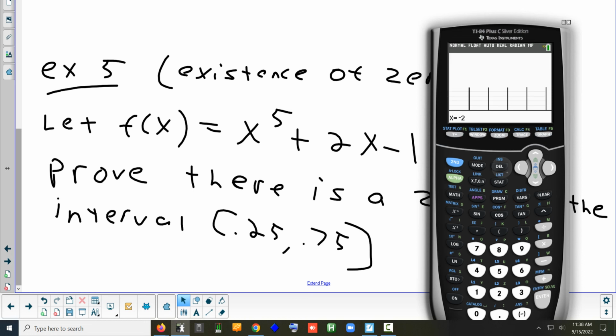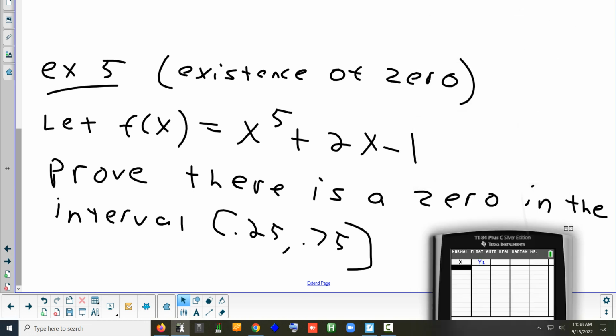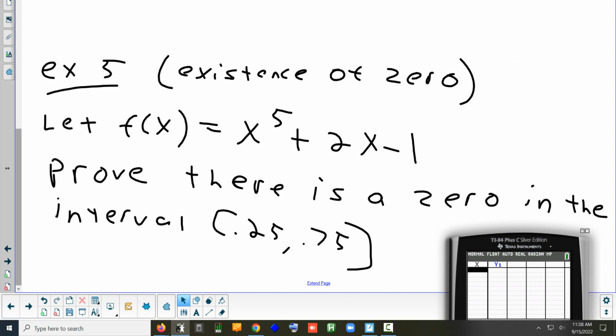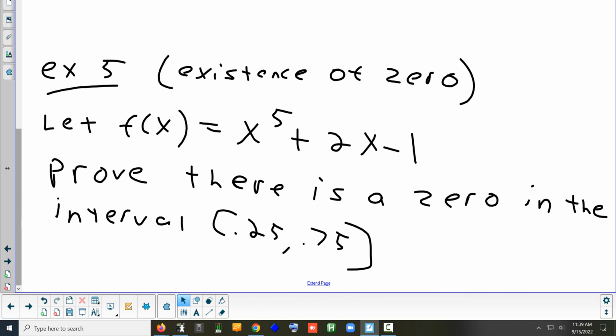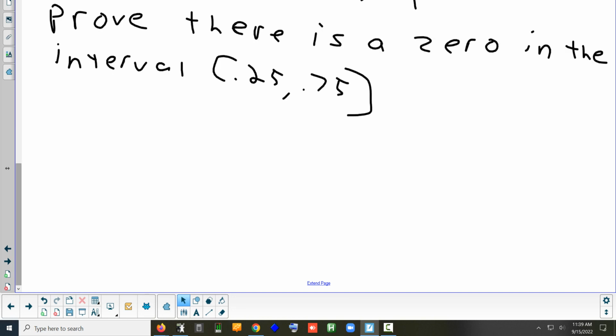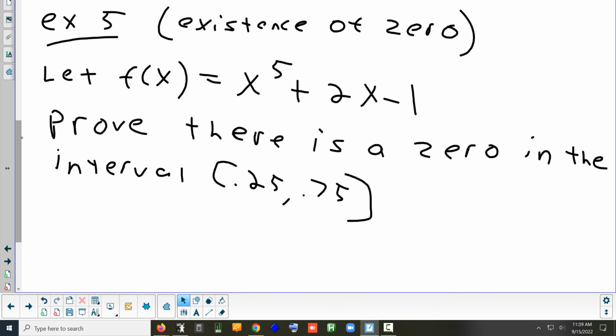And I'm going to go to the table. It says prove that there is a 0 in the interval between 0.25 and 0.75. Another way of saying that is prove to me that this graph would cross the x-axis somewhere between those two numbers. How could I prove that? I actually already hinted at a little bit how I would do it. Yeah? Put 0 in for x on the table. Well, 0 is outside of our interval.